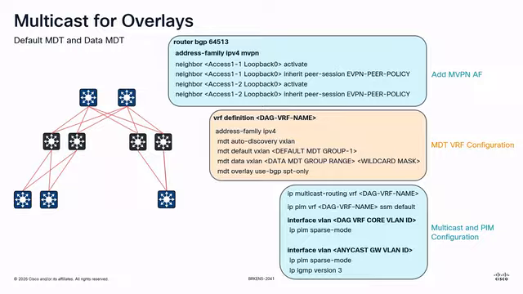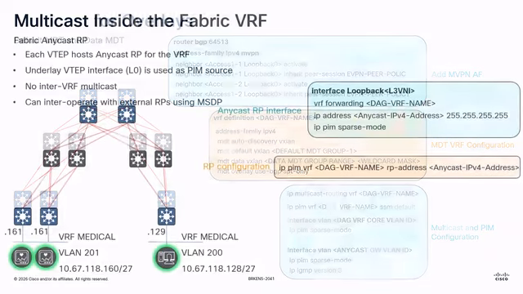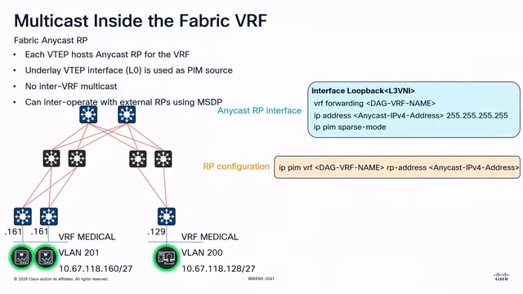So if you just have source-specific multicast, without RPs, everything works already. But life is never that simple. And typically, you will have applications that need ASM, any source multicast, which will require a rendezvous point or RP configuration.